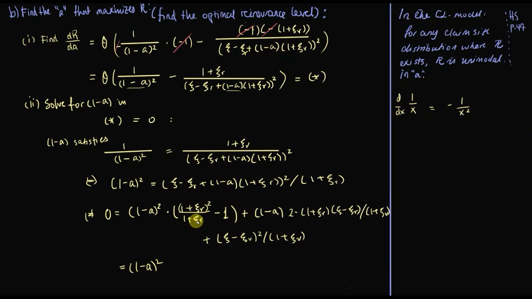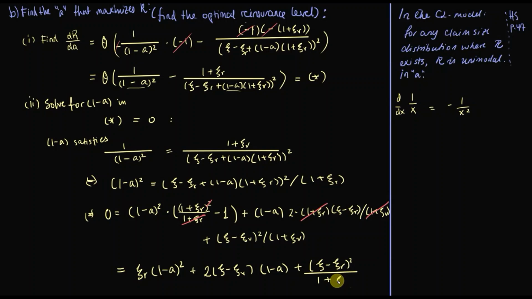And you see some things cancel here, right? The squared cancels with the denominator. This cancels with the denominator. So basically what we have now is a quadratic equation where the first coefficient is given by psi r multiplied by 1 minus a squared. And the second coefficient on the linear term is given by 2 multiplied by xi minus xi(r), multiplied by 1 minus a. And the last coefficient on the constant term is xi minus xi(r) squared divided by 1 plus xi(r).